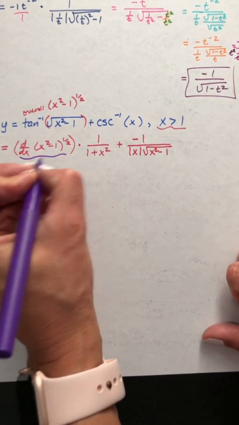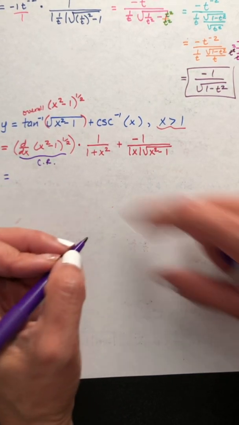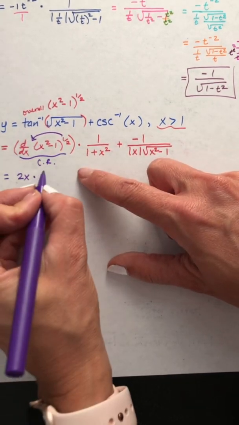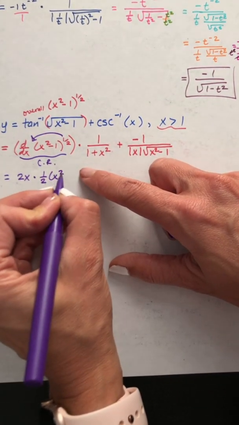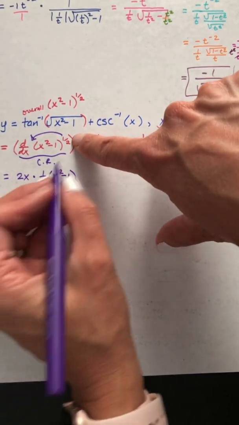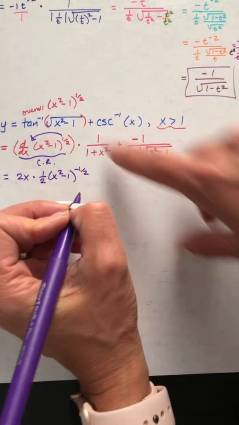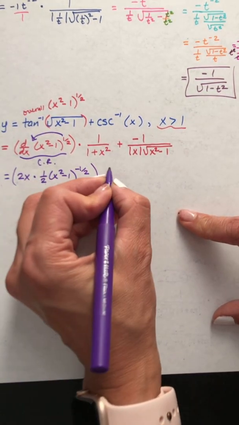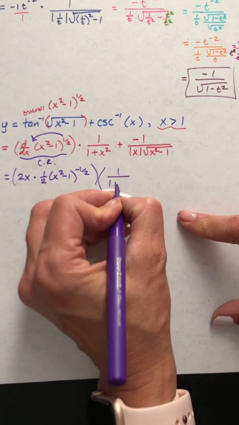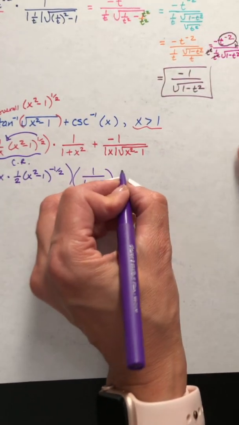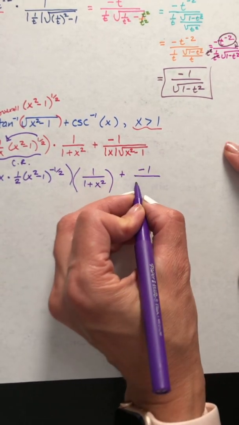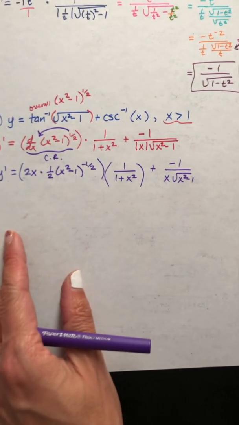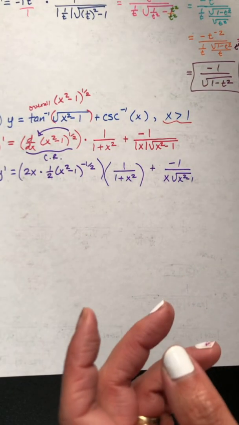We need to do the chain rule on this bad boy right here. So the derivative of the inside is a 2x times, we have to drop that exponent down, well, 1/2 times the stuff on the inside, and then subtract 1 from that power. 1/2 minus 1 is a negative 1/2. Okay, and this is all times the 1 over 1 plus x squared, and then plus negative 1 over, I'm going to lose the absolute value brackets, x times the square root of x squared minus 1. Okay, and let's clean it up.